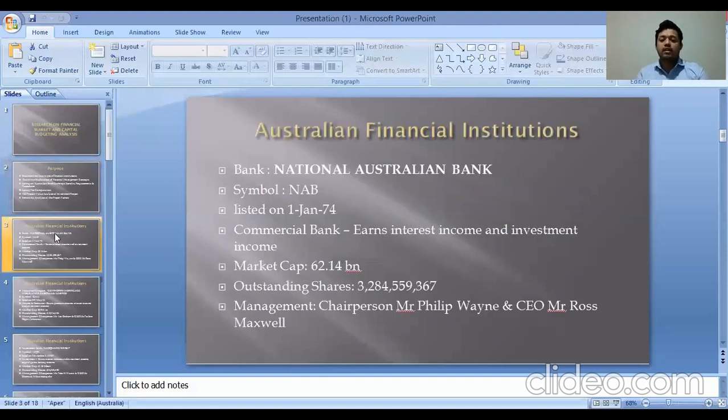Talking about the different financial institutions, first financial institution is commercial bank. Commercial bank earns its income from interest income and also investment income. One of the illustrations we have taken is National Australian Bank. It is denoted as NAB, which was listed on 1st January 1974. The market capitalization of this bank is 62.14 billion. Talking about the management, the chairperson is Mr. Philip Wayne and CEO is Mr. Ross Maxwell.